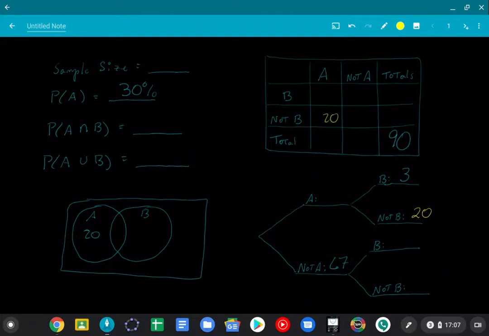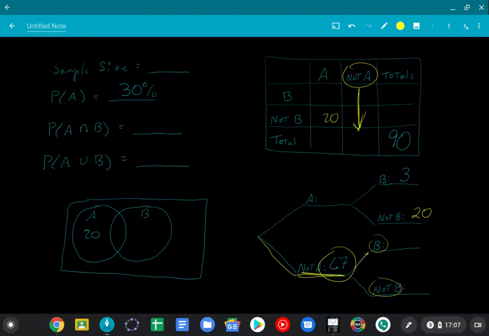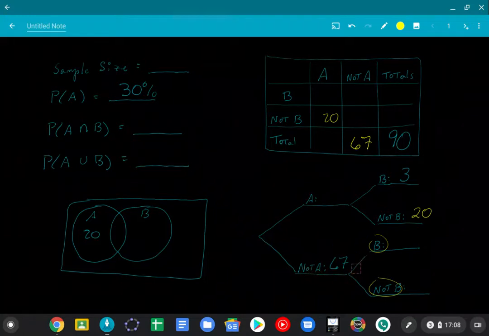Let's get rid of these. Okay, let's see. What's another piece of information I haven't used? Well, let's try 67. 67 is all of our not A's, right? All of the not A's. So here's not A, all of them. Whether it means the B's or not B's, it's all of them together. It's about to split up into two different pieces, but the 67 goes right there. That's all of not A. And that's about all I can do with that one.